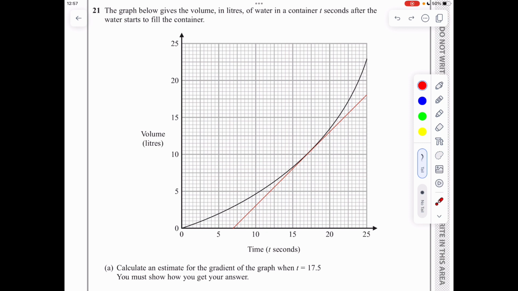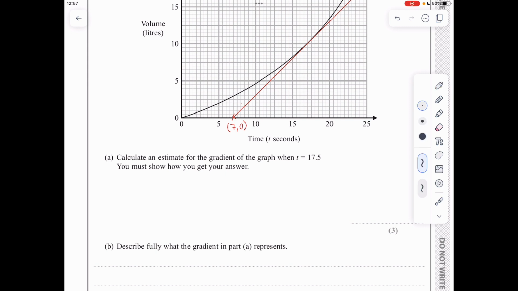And in order for me to find the gradient, I need to identify 2 points that lie on this line. This point here is a point with coordinates 25, 18, and this point here has coordinates 7, 0. And therefore I can proceed by using that the gradient is y2 minus y1 over x2 minus x1. In our case, it's going to be 18 minus 0 over 25 minus 7. This gives an answer of 1. The examiner here is accepting anything between 0.9 to 1.2.